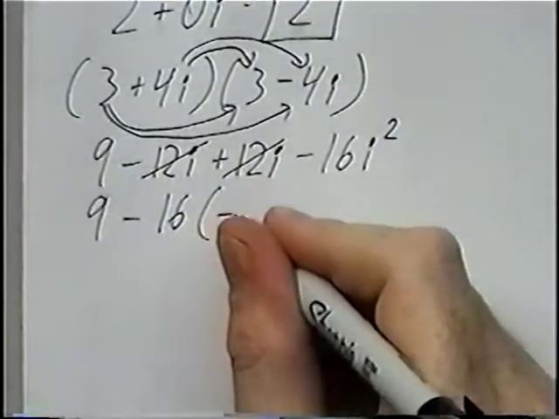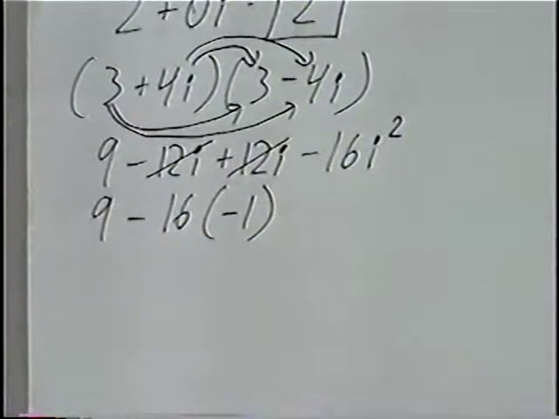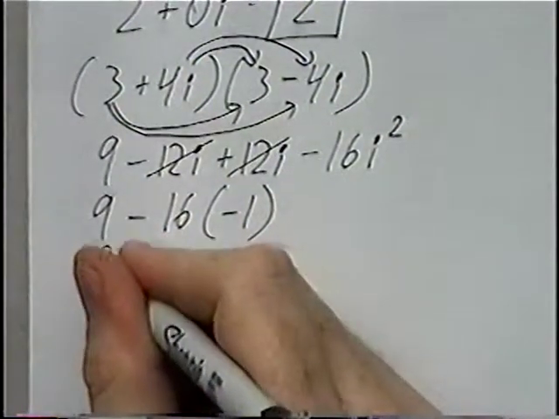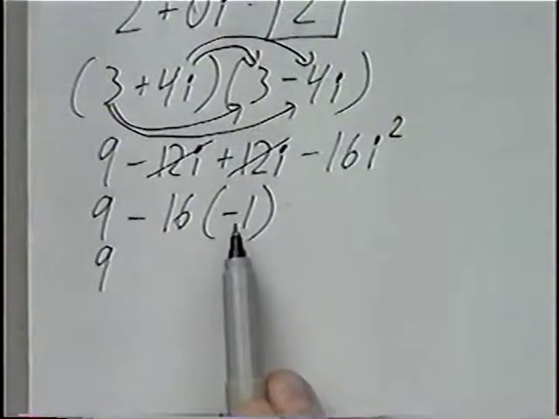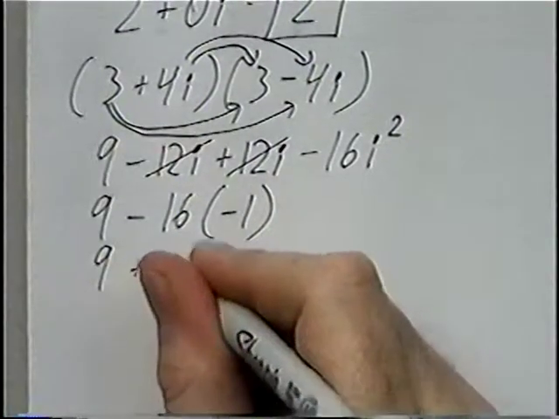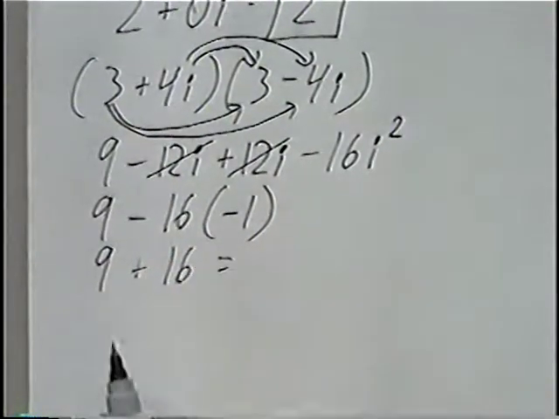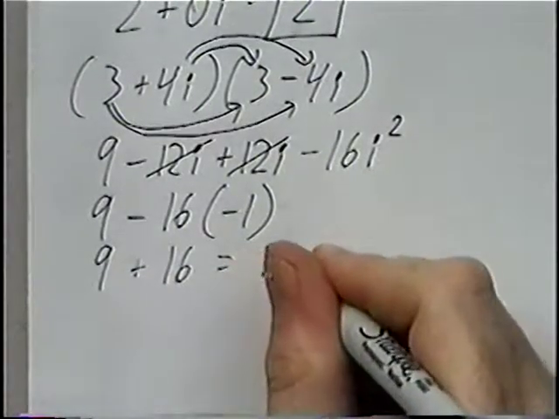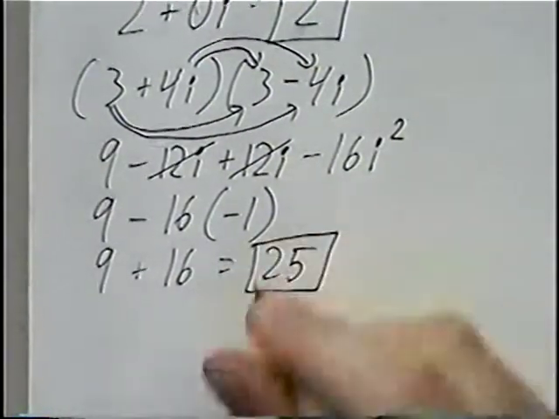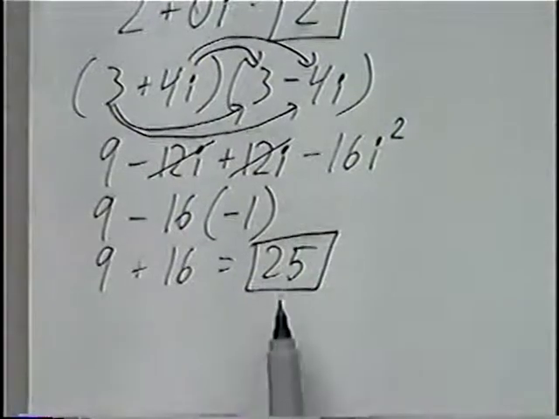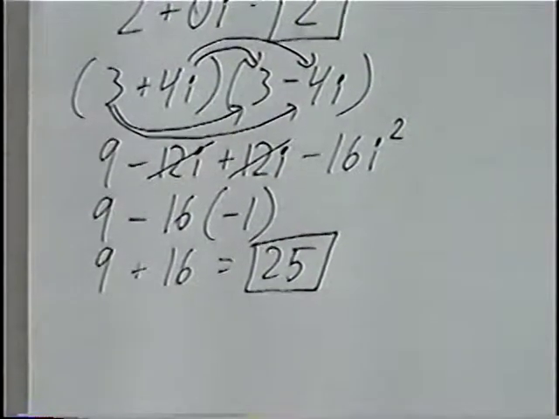Looking back at the table, i squared is equal to negative 1. So we'll have 9 plus negative 16 times negative 1, which would be positive 16. And 9 plus 16 would be 25. So multiplying these two parentheses, the product is equal to 25.